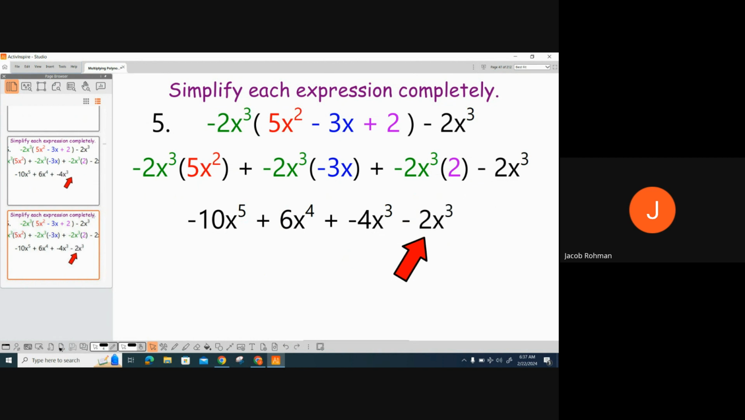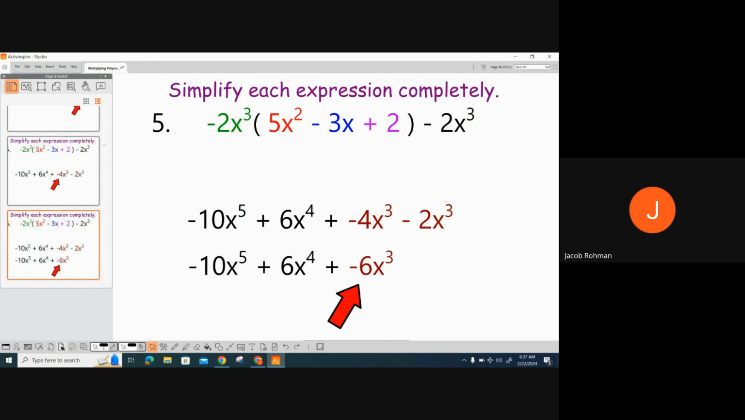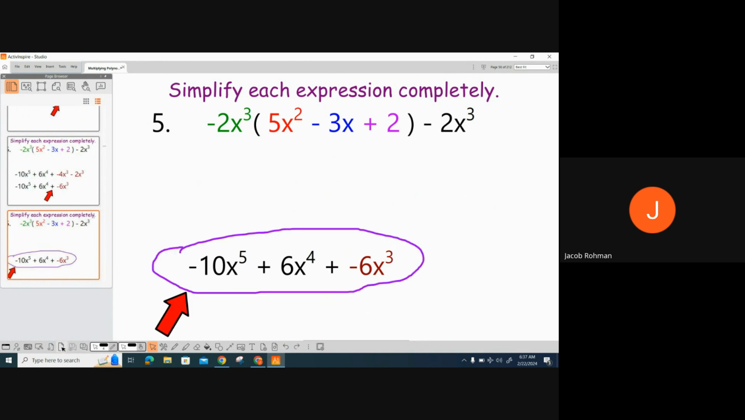Now we need to look to combine like terms. So here we can see that there's a negative 4x cubed and a negative 2x cubed. And so when we combine those like terms, we're going to get negative 6x cubed. Now this expression at the bottom here is already in standard form of a polynomial. So this would actually be our final simplified expression.